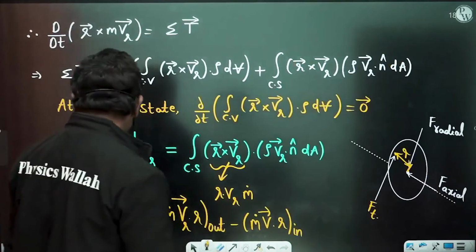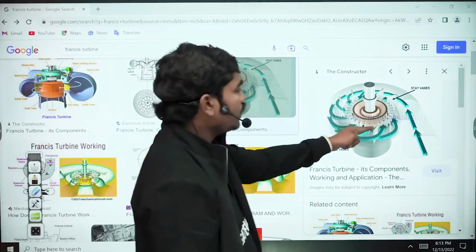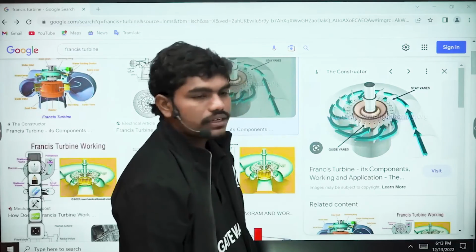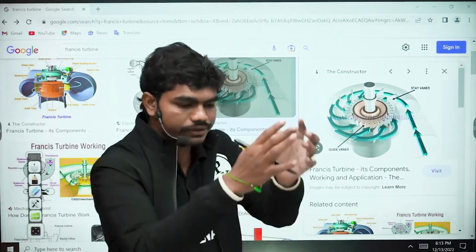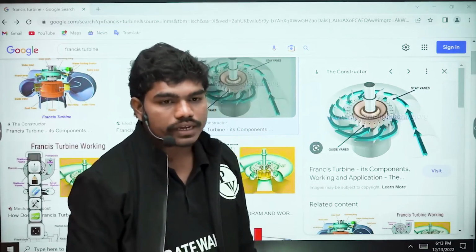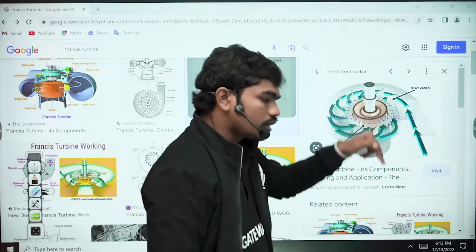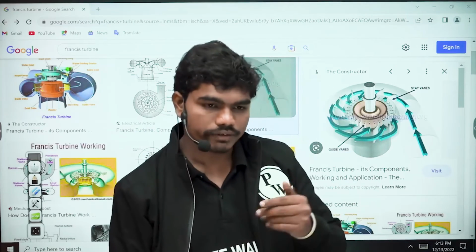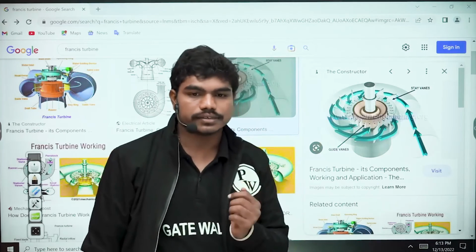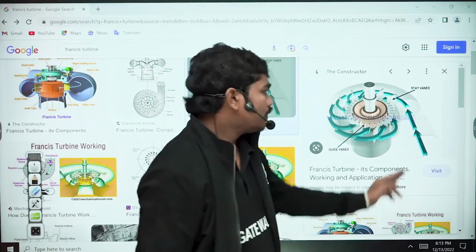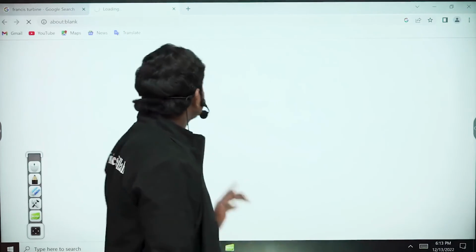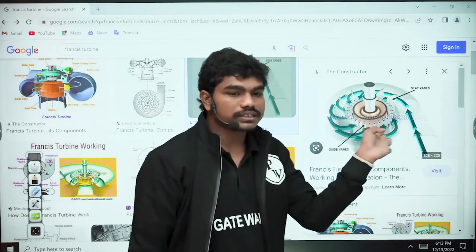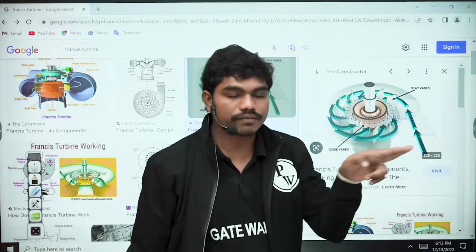So that's why in these diagrams, the fluid never leaves tangentially; it always enters radially and falls to the center. Actually it falls downwards. So in the case of reaction turbines, not Pelton wheel, but Francis turbines or reaction turbines, the fluid enters tangentially but never comes out tangentially.